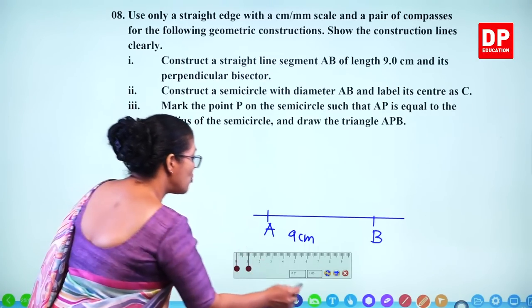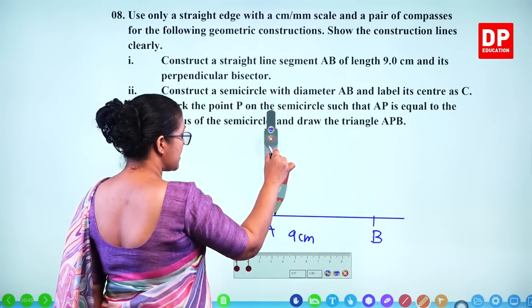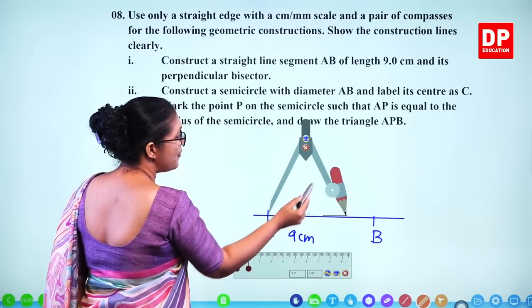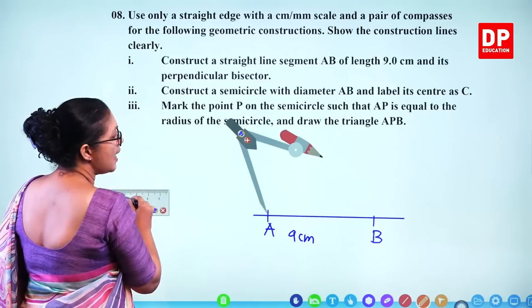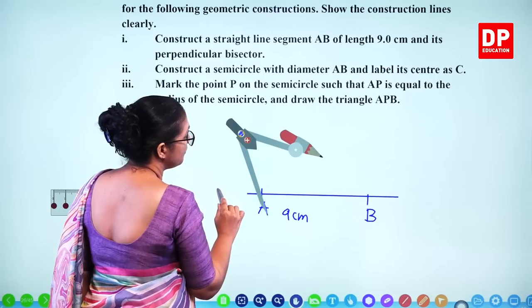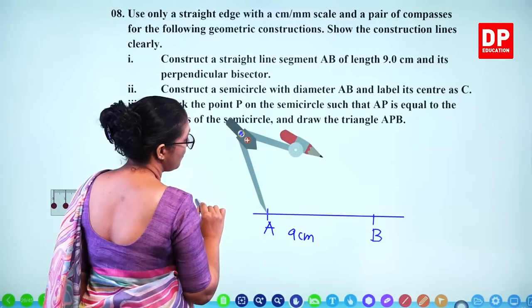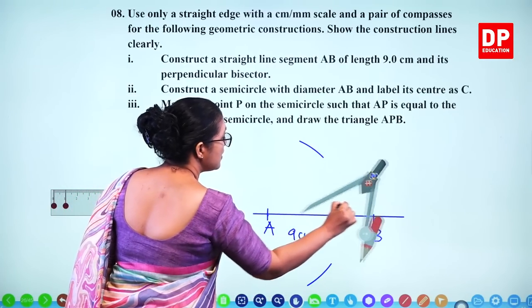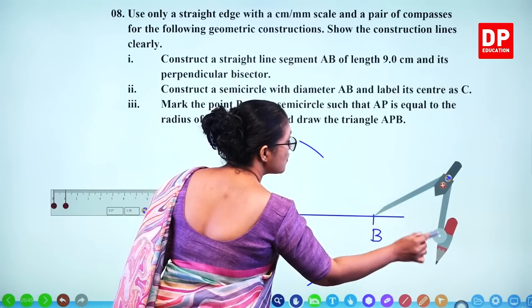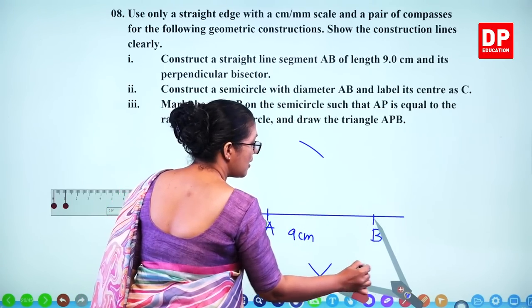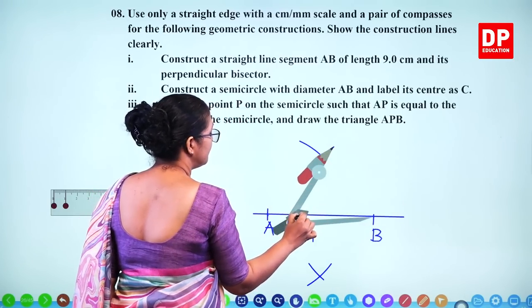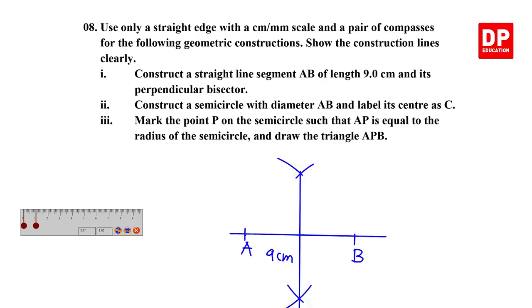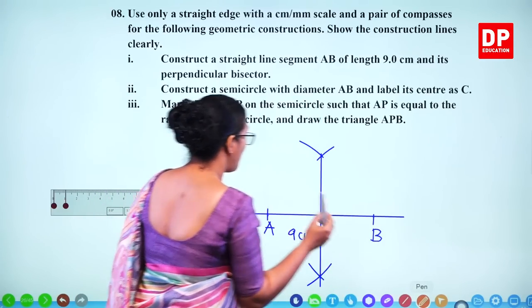And its perpendicular bisector. So you need the compass again. How do you draw the perpendicular bisector? You take a length more than half of the length AB, something like this. Keep the compass on top of the point A, and draw an arc above as well as below. Keep the same distance and put the compass on top of B, and mark the 2 points. You get the 2 intersecting points. Now connect this. That's the perpendicular bisector for these 2 points A and B.